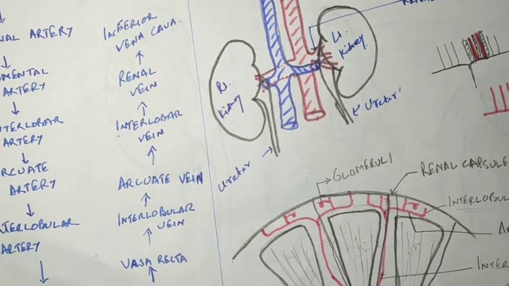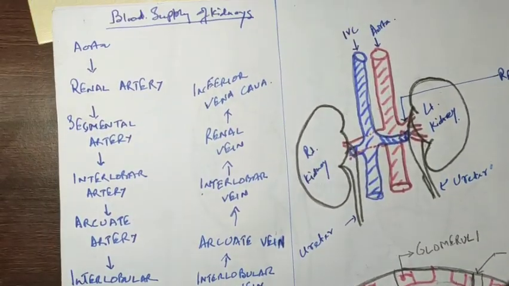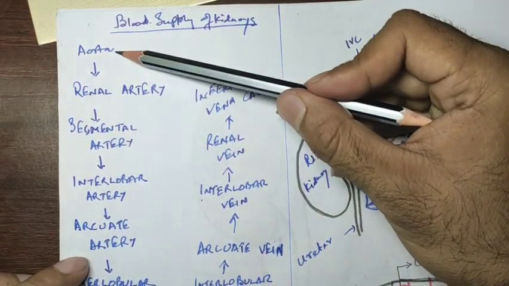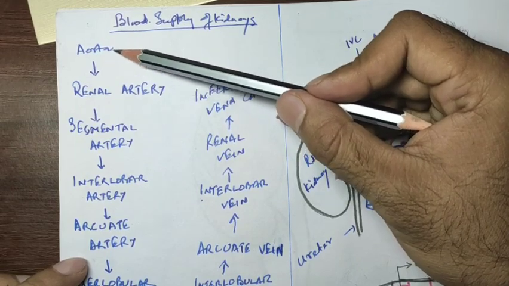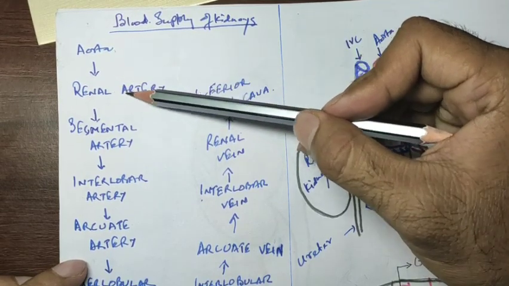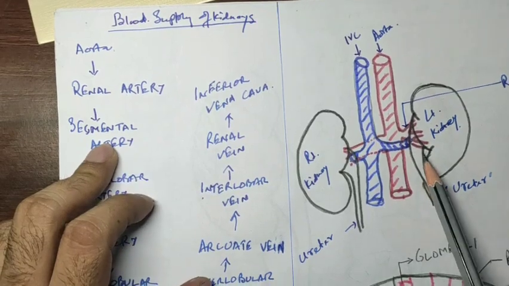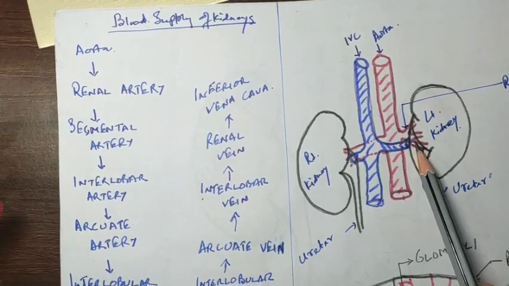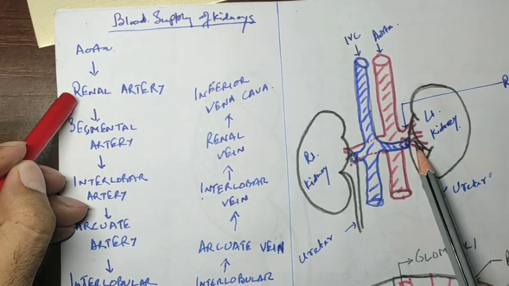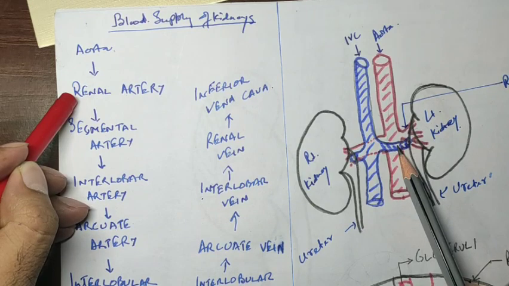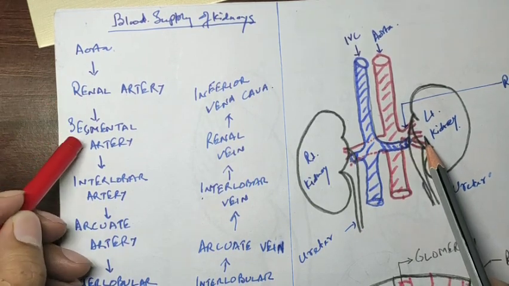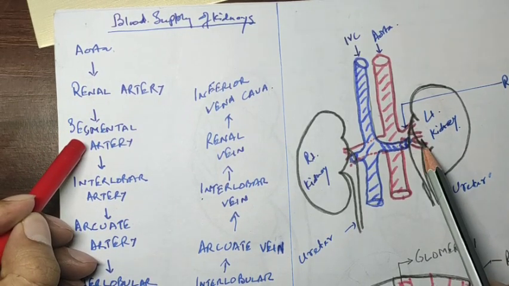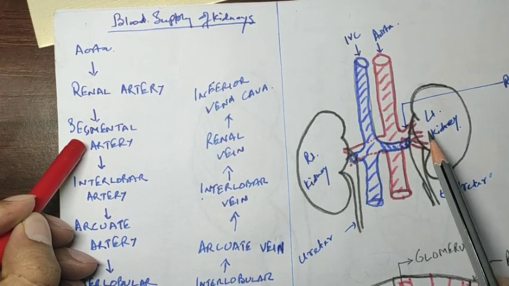So recapitulating with the help of a flow chart. First we have the blood coming out of the heart via the aorta. Now this aorta is the abdominal aorta. It will give off the renal artery, which will be present posterior to the renal vein. It will go inside the kidney. First it will divide into anterior and posterior divisions, and then it will be divided into segmental arteries, which will be supplying the segments of the kidney.